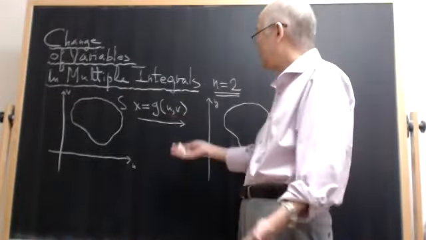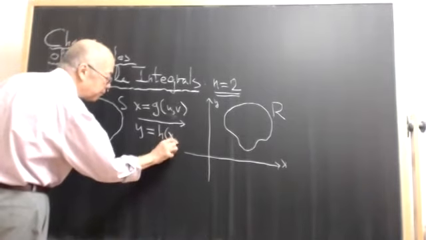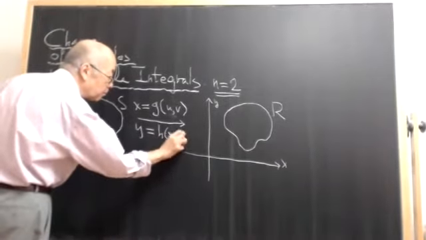And Y is another arbitrary function, H of X, Y. And we assume that this region S is completely mapped onto this region R. In other words, R is the image of S under this mapping.